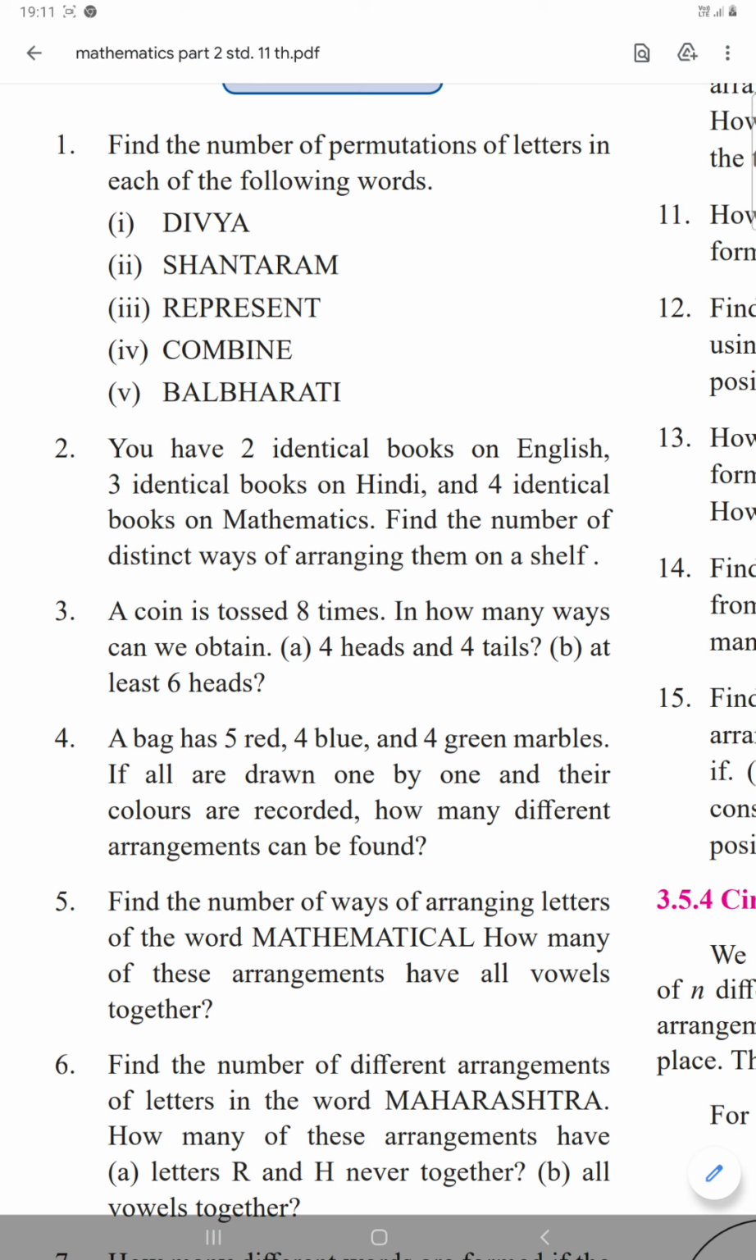A bag has 5 red, 4 blue and 4 green marbles. Marbles means गोल गोल होता है ना खेलने का वो. If all are drawn one by one and their colors are recorded, how many different arrangements can be found? 5 identicals, 4 identicals, 4 identicals are there. Altogether 5 plus 4 9, 9 plus 4 13 are there, right? So total marbles are 13. In that 5 red marbles, 4 blue marbles, 4 green marbles. Therefore, how many different arrangements can be found?